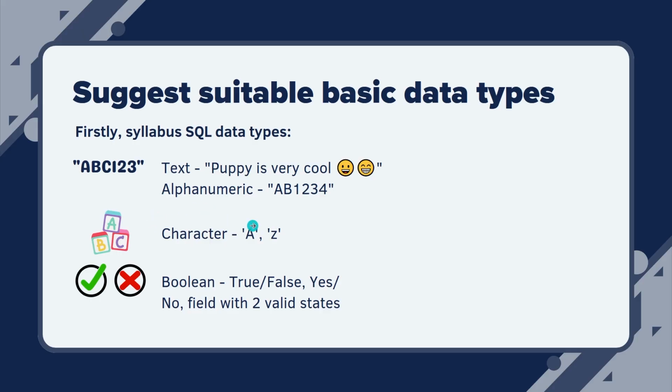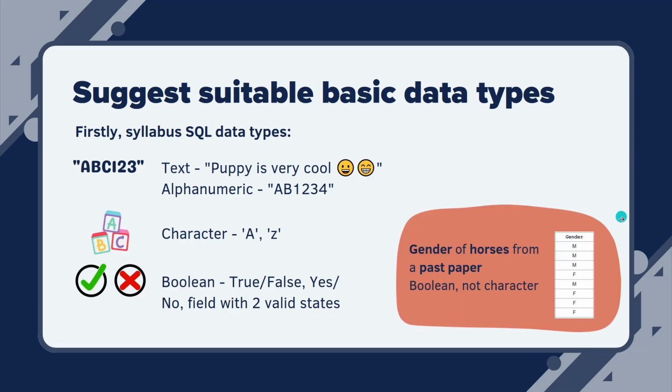A character is one single character in single quotes. A, B, C, whatever, in lower or uppercase. It can also be special characters. Now, Boolean, it's just two valid states, true or false, yes and no, or anything that has two valid states, not just these two, because it's SQL now rather than code.